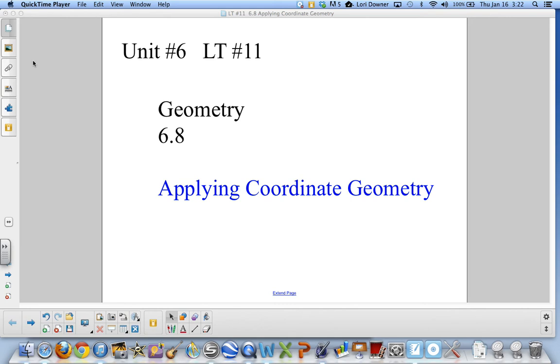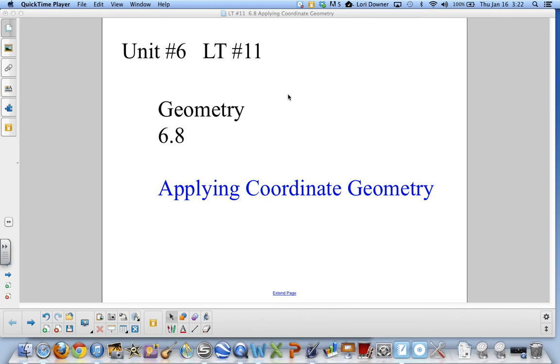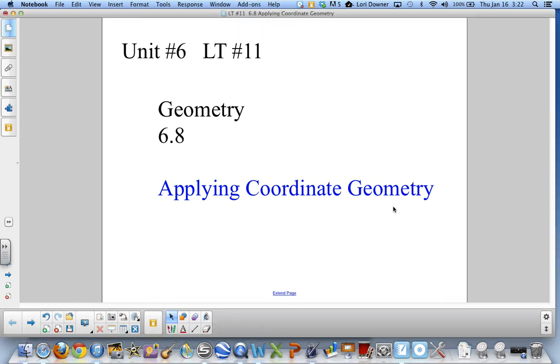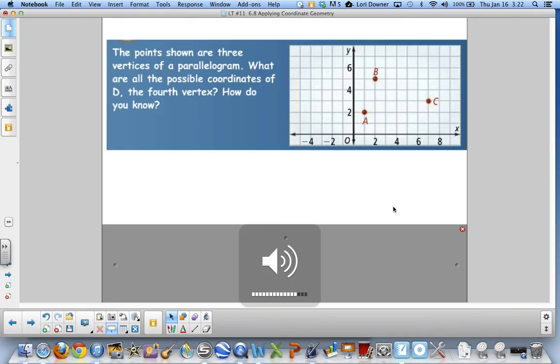All right, this movie is for Unit 6, Learning Target 11, Applying Coordinates in Geometry. A warm-up here: the points are 3 vertices of a parallelogram. What are the possible places for a 4th vertex?